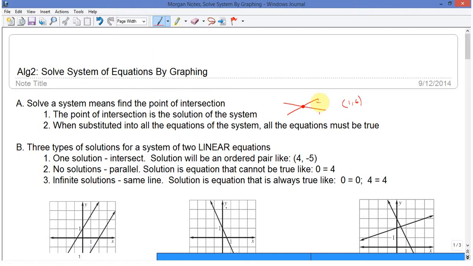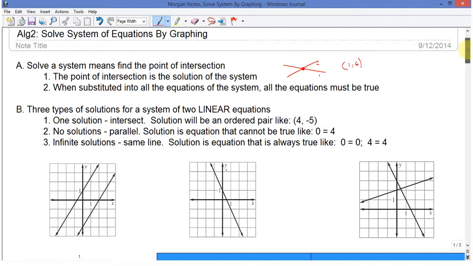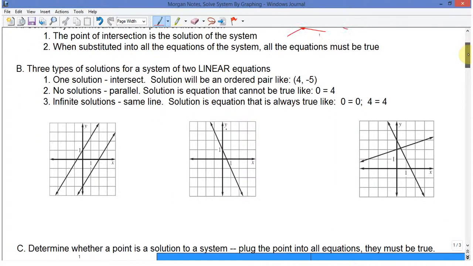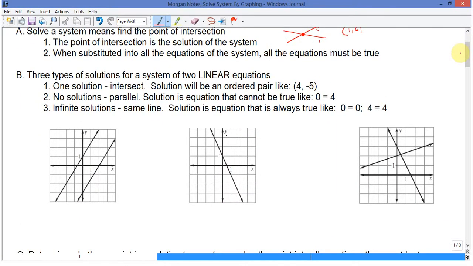So that's how we actually test to see if a point is a solution: we plug it into the equations and we see if it's true. Now, we have several different ways in which these lines can intersect. One of the ways is that they don't intersect at all. That would be the case here, where we have parallel lines, and if those lines go on forever, they would never intersect. So we say that this type of intersection has no solution, and that occurs when the lines are parallel.